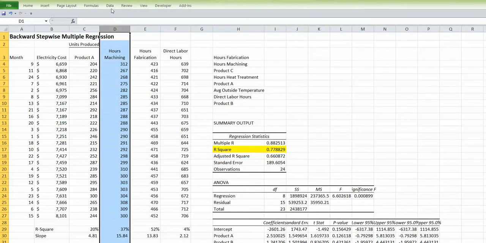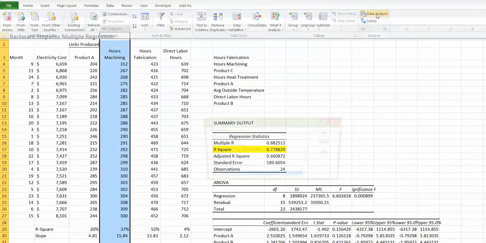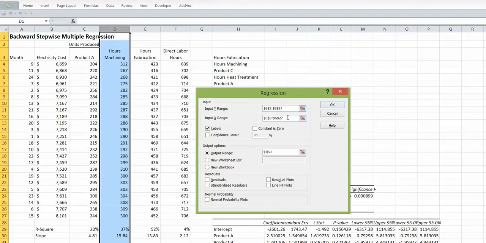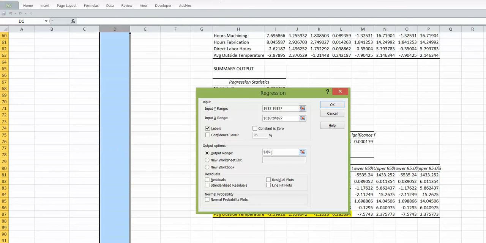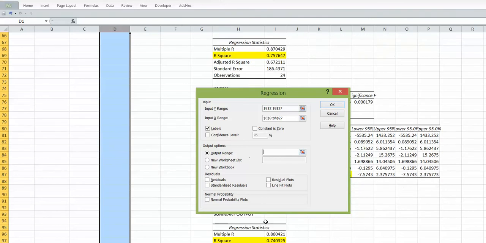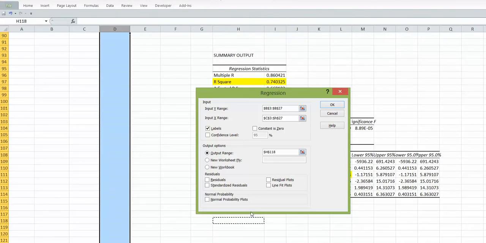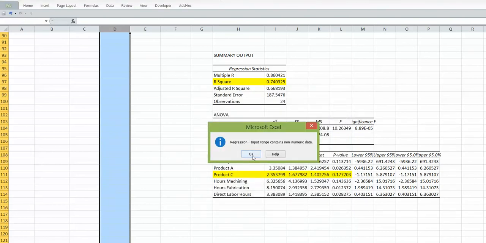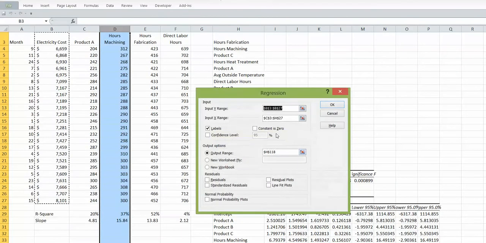Delete, data analysis, regression. We're coming over now to column H. In terms of our output, put it down here in cell H118. Okay, what have I got? I shouldn't have increased that to letter H. I should have dropped it down to letter F. Now I think we're okay.